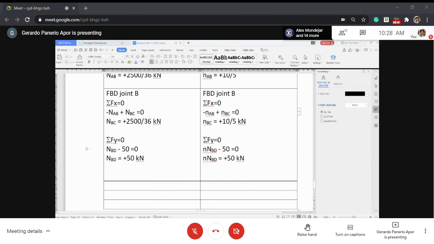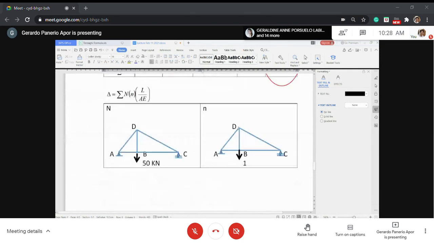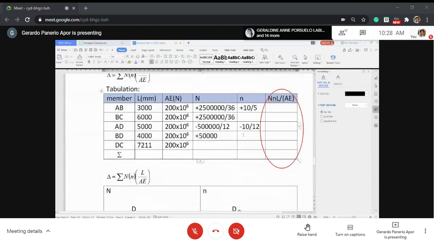NBD. You have -1 here, and this is 1. So NBD is 1, plus 1, and this one plus 10 divided by 5. Okay. So if you can perform all of this, I will do the operation.